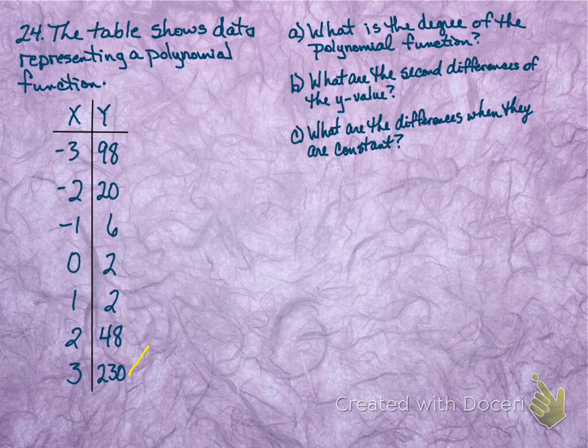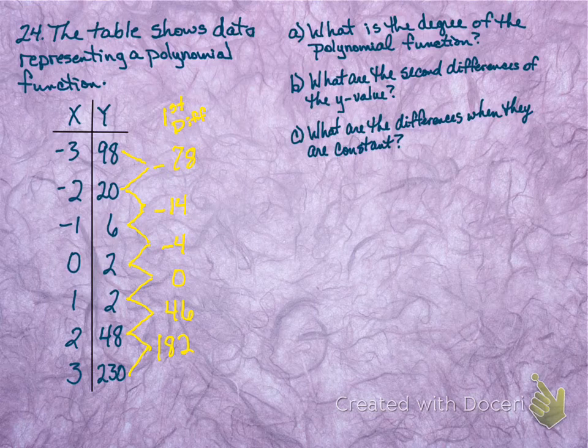We have 230 minus 48 gives us 182. 48 minus 2 is 46. 2 minus 2 is 0. 2 minus 6 is negative 4. 6 minus 20 is negative 14. And 20 minus 98 is negative 78. That's our first difference. Right? Okay.